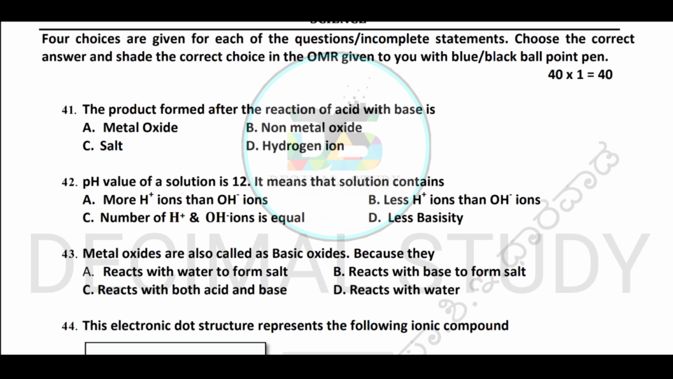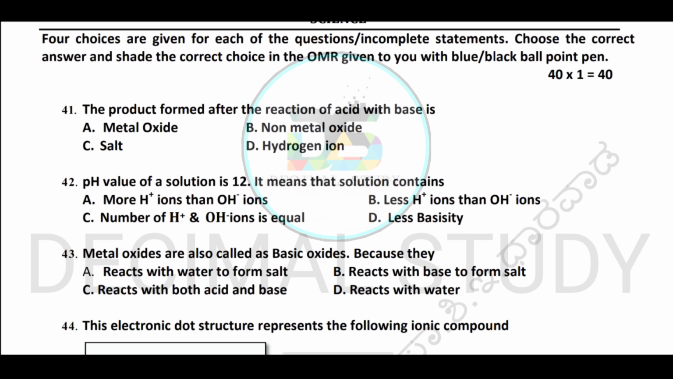Okay friends, let's begin. The first question is, the product formed after the reaction of acid with a base is: metal oxide, non-metal oxide, salt, hydrogen, ion. The right answer is option C, salt.